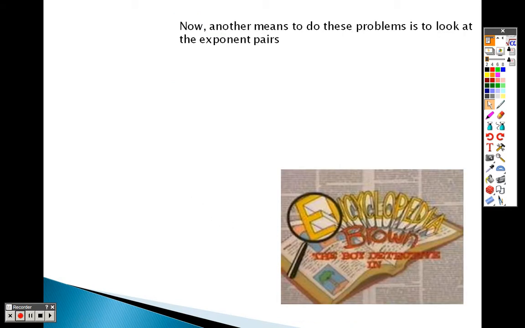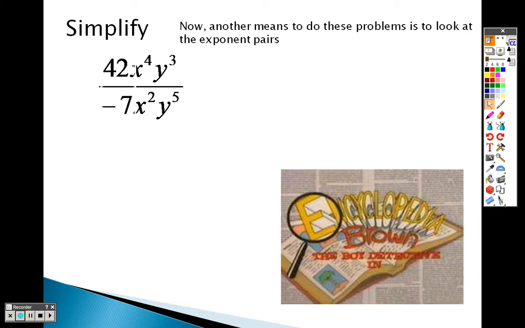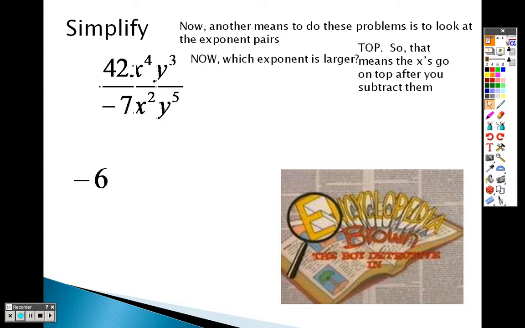So now, another means to do these problems is to look at the exponent pairs. So I look at those two: 42 divided by negative 7, and that gives me a negative 6. x to the 4th and x squared. All right, since it's division, 4 minus 2 is 2, so we get an x squared.